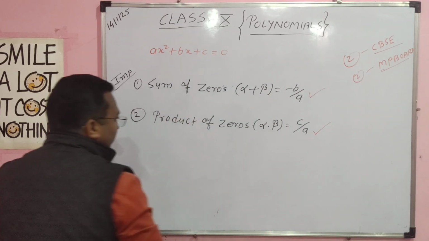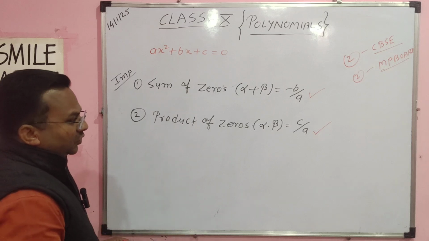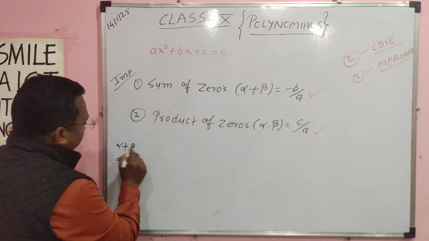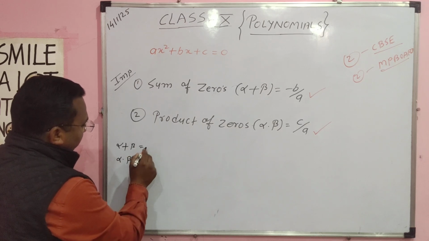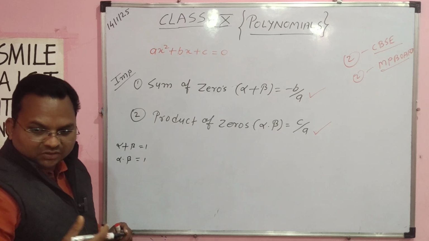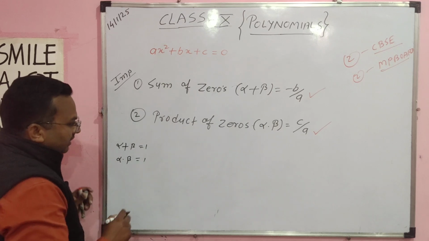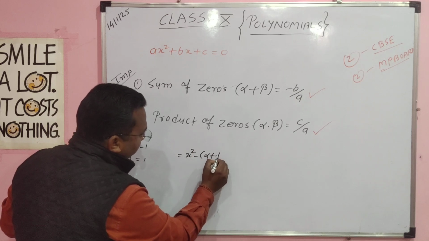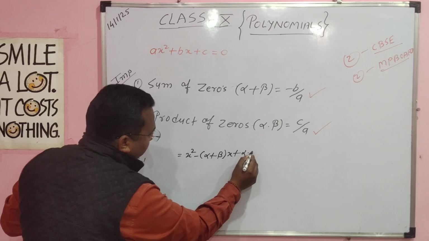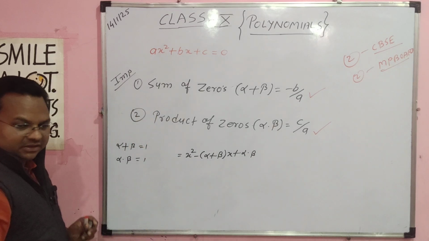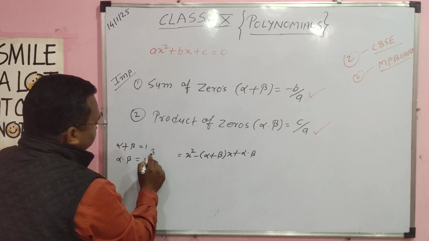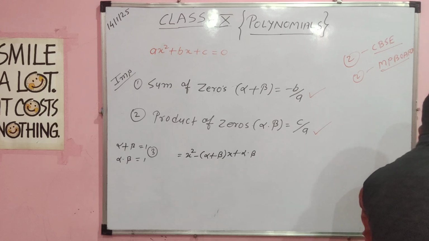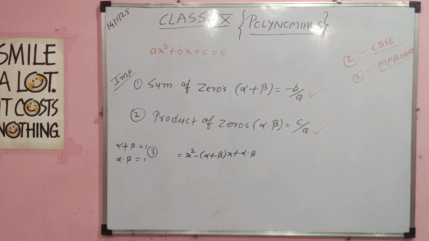And the next formula is that when a question gives alpha plus beta and alpha into beta, or the sum of zeros and product of zeros, with values given like 1 and 1, we can directly find the polynomial. So the formula is x square minus (alpha plus beta) x plus alpha into beta. Understand? So all three formulas are most important for exam purposes. So I think you understand the formulas of polynomials. Clear na?